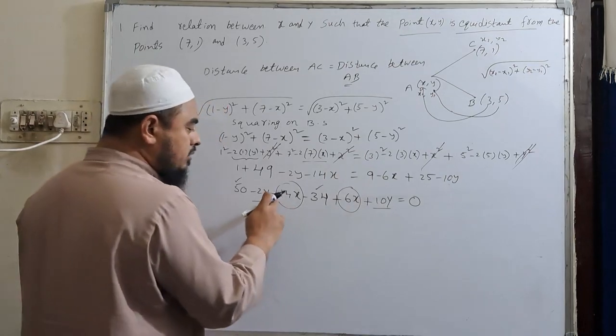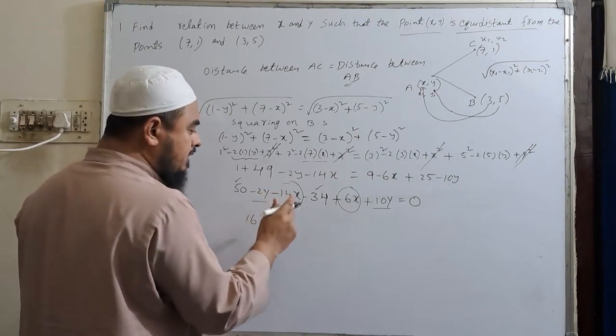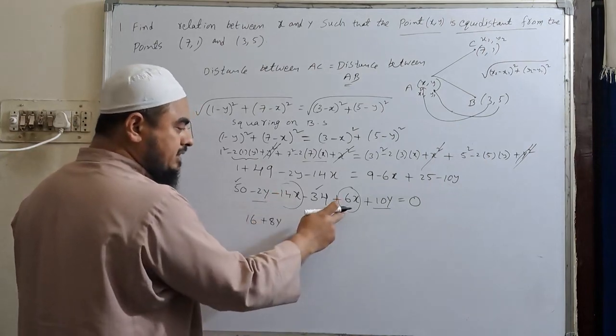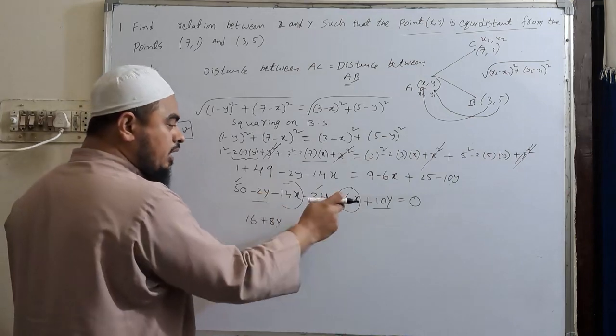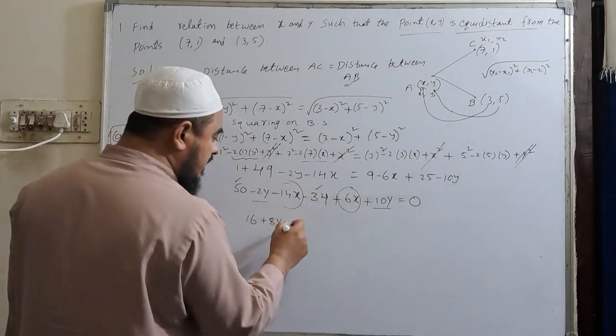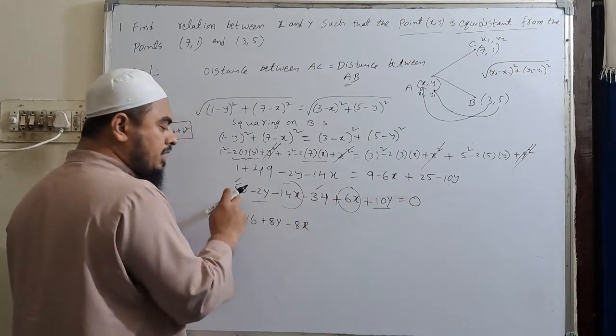Okay, now coming to this minus 14x, here we have minus 14x plus 6x. So higher number is 14, that has minus. So 6 minus 14, we know that is minus 8x. Okay, so we have simplified the constant.